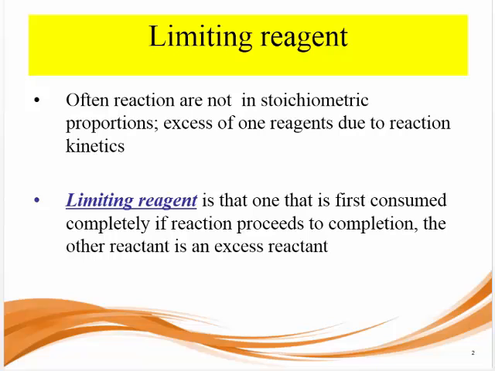In many chemical industrial processes, we do not follow balanced stoichiometric equations. One of the reactants that we feed into the reactor is in excess, the other will be a limiting reactant. By definition, the limiting reactant or limiting reagent is the one that is first consumed completely if the reaction proceeds to completion. The other reactant is in excess.